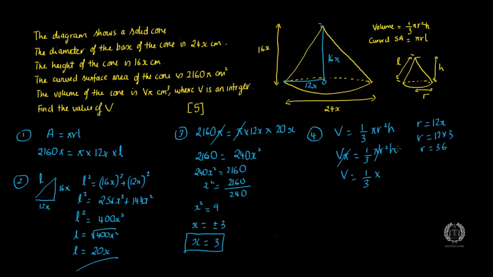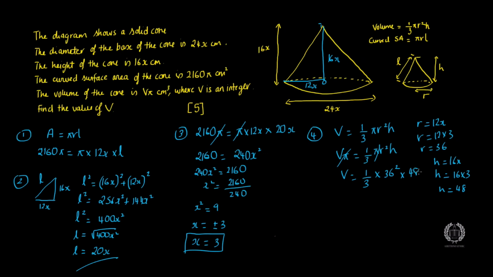So instead of writing all of this here, now I know my r is 36, so I'm going to do 36 squared times my h. My h is my height, which is 16x, right? So my h, if I write it here, is 16x, but again we know our value of x, so it's 16 times 3, so h equals 48. So we're going to times that by 48.